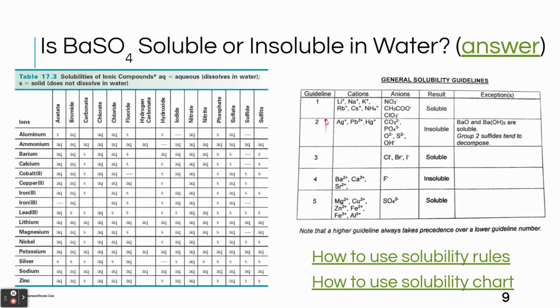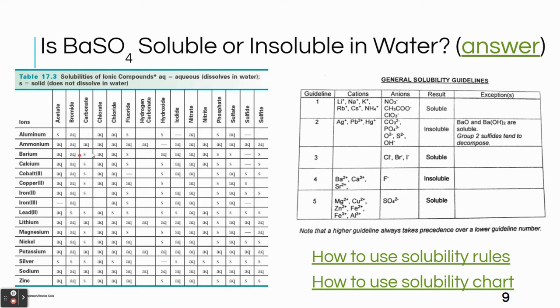The one that wins is the one that's higher up in the guideline. So for example, 4 is higher up than 5 in terms of the rank. And so barium is going to win and call the shots. So when barium combines with sulfate, the compound will be insoluble. And we put a little (s) next to it to show it's a solid. Another way you could have done it is using this chart over here.